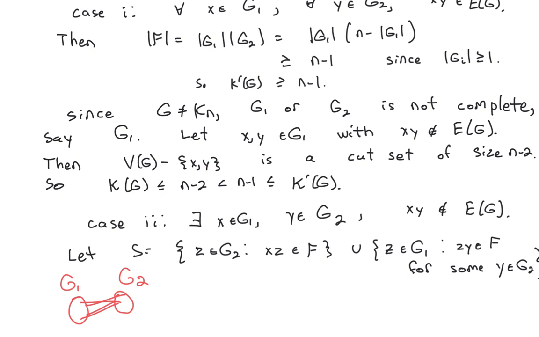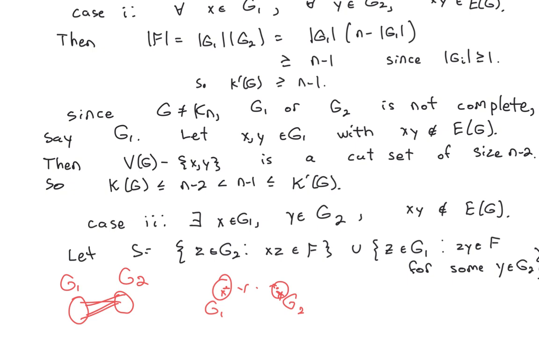And you've separated x from y since they don't have an edge between them. So we found a cut set of size at most n minus 2, so the connectivity number is at most n minus 2, but that's less than n minus 1, which is the edge connectivity. So that finishes this case. In our remaining case, there has to be a missing edge between G1 and G2. So an x in G1 and a y in G2, where the edge between them does not exist. So we want to find a cut set with at most the same number of vertices as the number of edges in this edge cut.